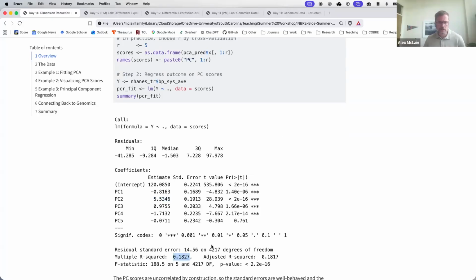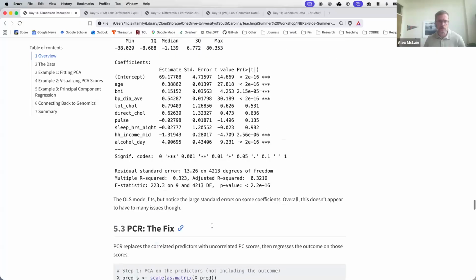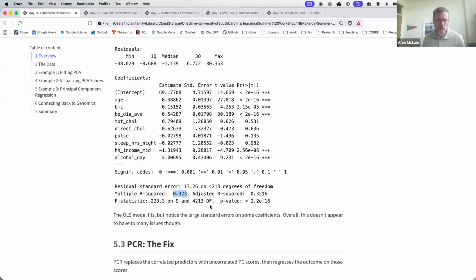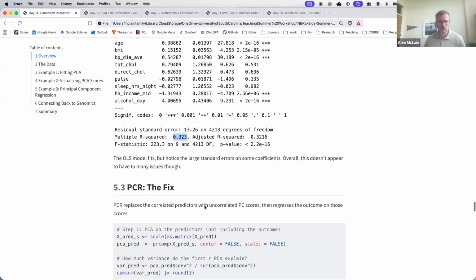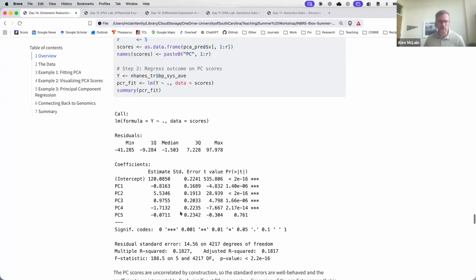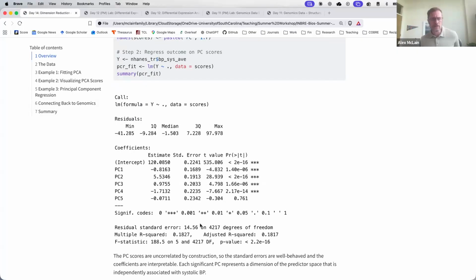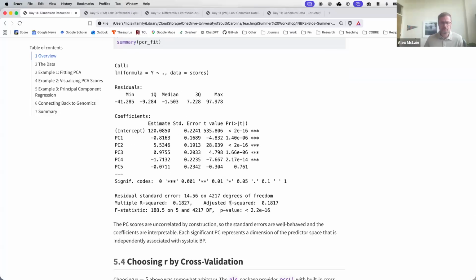The R squared here is 18.3%. When we use the full data, we got 32.3%. So we are missing a chunk of the explainable variation. That's not a small amount, 18 versus 32, about 14% that this is missing. So the PCs that we eliminated seem like they're still important.